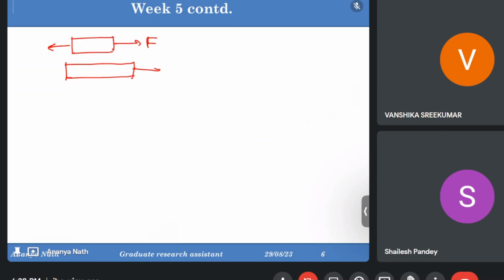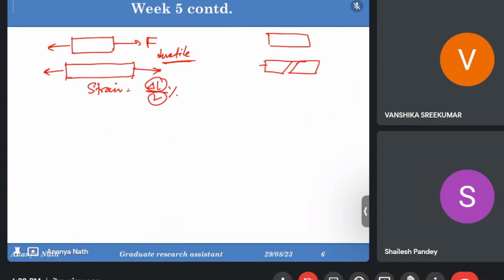If it's a ductile material, some strain is happening. Strain is nothing but percentage elongation, the deformed length versus the original length. If the material is ductile, then only it is possible. If the material is not ductile, then what will happen? After some time, there will be a breakage in the material, right?